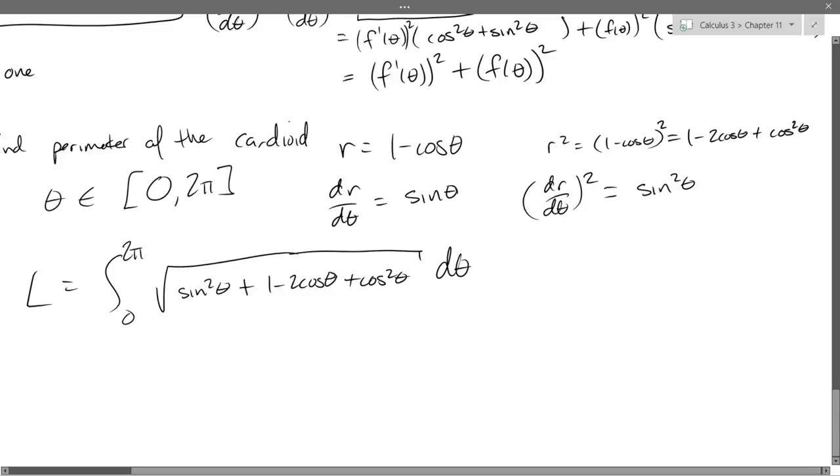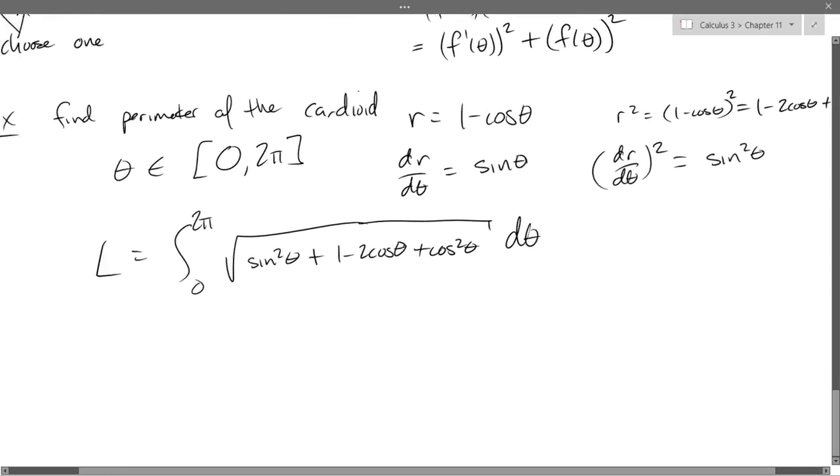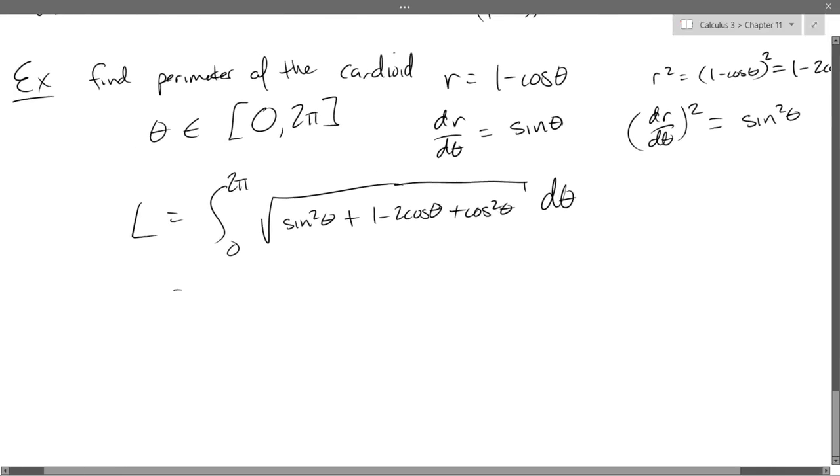So that was relatively painless to set up, as long as you followed each individual step and didn't make any algebra mistakes. We didn't need the product rule at all, which is nice, or the chain rule. All right, how do we approach this antiderivative? What's a good thing to do?